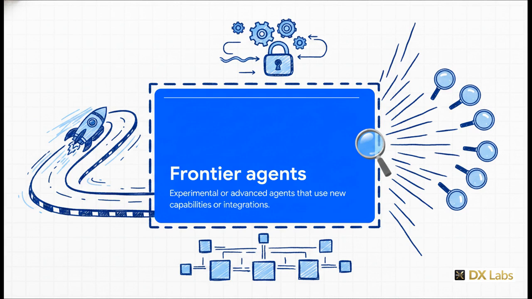Finally, we have frontier agents. Treat these like a highly specialized beta testing group driving experimental vehicles on a closed track. They utilize bleeding-edge capabilities or brand-new integrations. Because they are experimental, they require highly limited rollouts and intense, continuous oversight from you as the administrator.